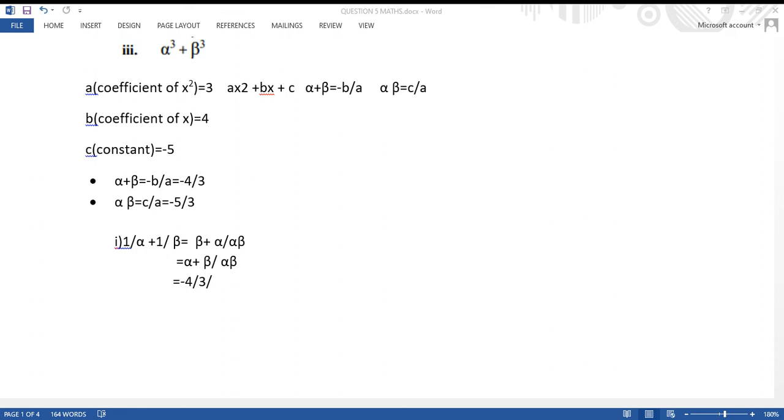Before I go to that one, are we all clear on this one? Yes. Crystal clear, sir. Okay, that's good. I'm sensing 100%. All right. The next one is alpha cubed plus beta cubed. Let me just erase here.